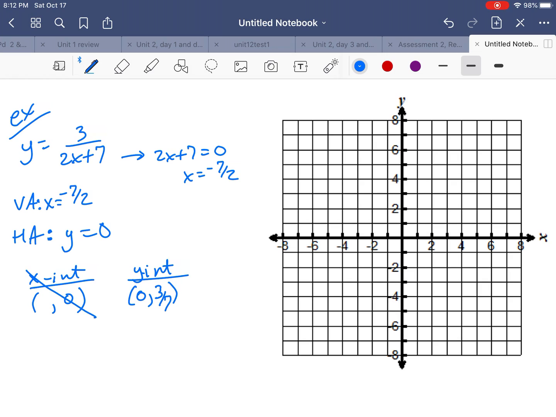And that also happens a lot when you have this right here. Whenever your horizontal asymptote is y equals 0, then frequently you're not going to touch the x-axis, because that's when y equals 0. So your two asymptotes are going to look like this: y equals 0, and then x equals negative 3.5, which is negative 7 over 2. So this is what they look like, and then the graph comes in between there. So we'll take a look at it. 3 over 2x plus 7.